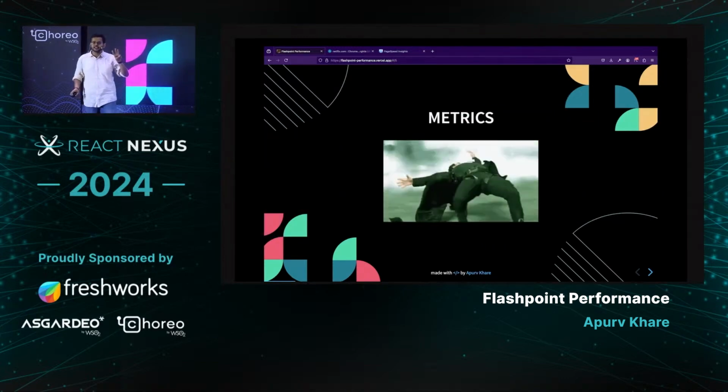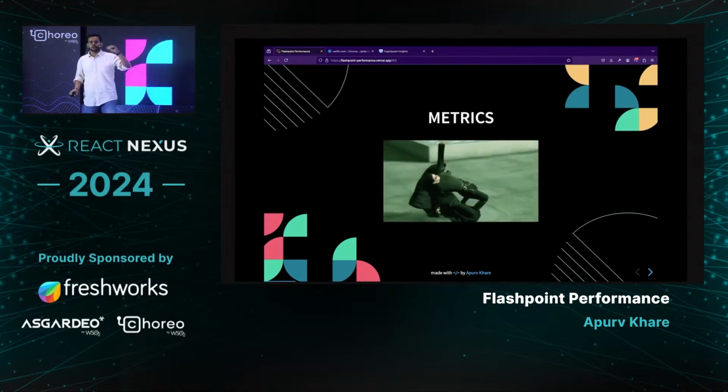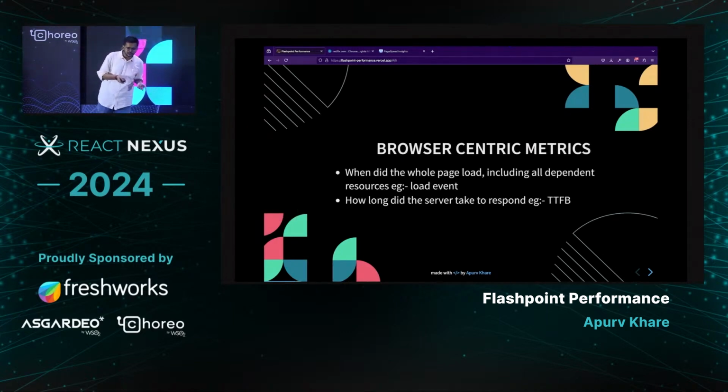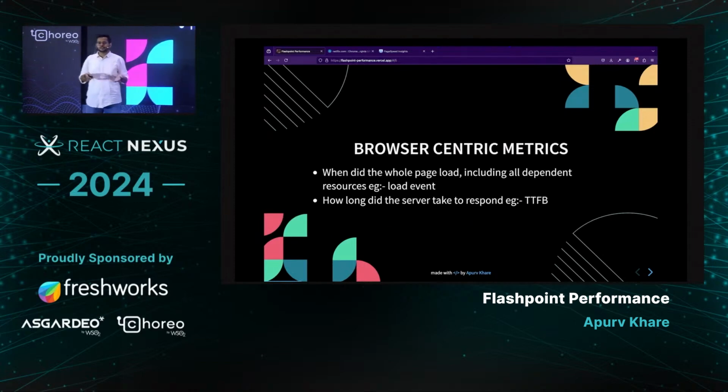So there are 3 types of metrics which you can use to measure your web app performance. The first one is browser-centric metrics. Basically, this tells you the state of your website in the browser. So when did the page load? How long did the server take to respond? We'll be talking about those metrics.